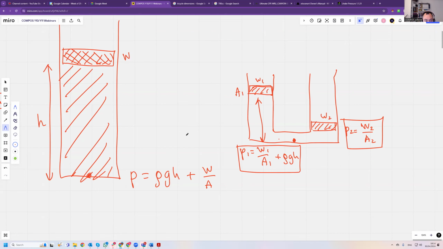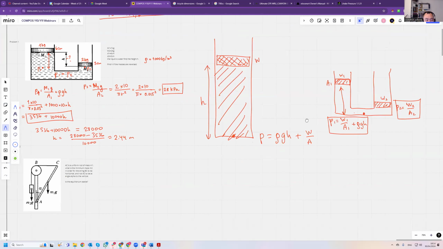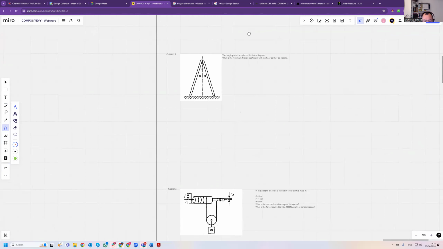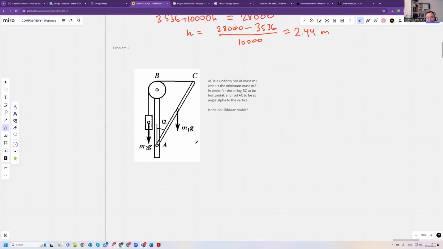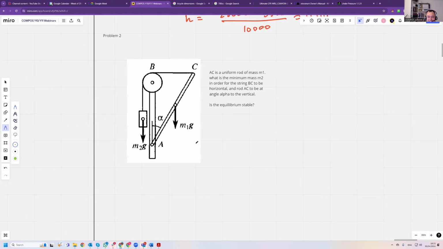Okay. That's good. All right. Okay, enough with hydrostatics. Let's go to statics. This looks very complicated. AC is a uniform rod of mass M1. What is the minimum mass M2 in order for the string BC to be horizontal and rod AC to be at an angle alpha to the vertical? Is the equilibrium stable?